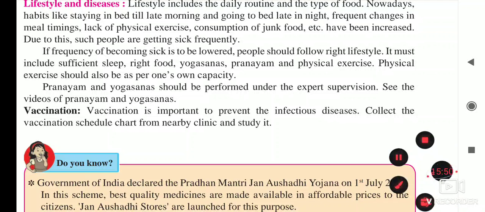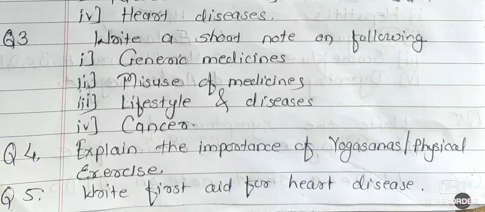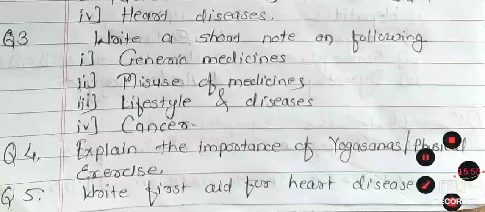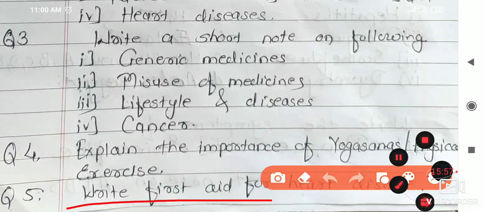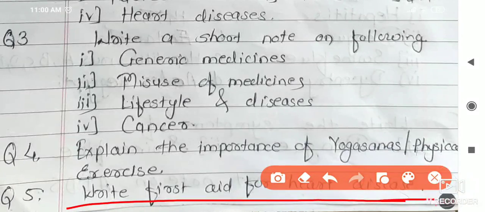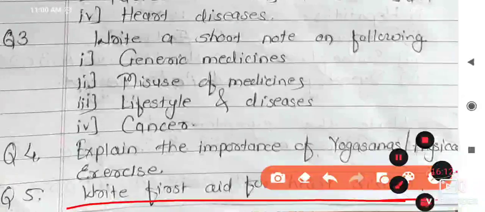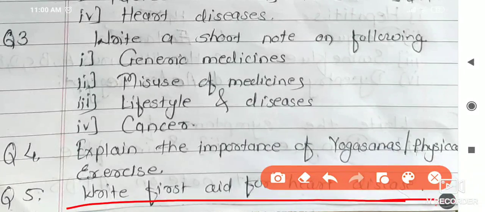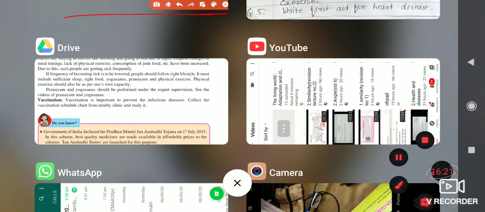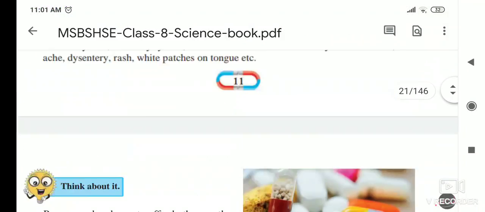After this question we will move towards the last question, and that question is the right first aid for heart diseases. As you know, if a person gets a heart attack and we do not give first aid, the person may die before going to hospital. So you must know the first aid for heart diseases. I included this question here, so you have to study it, and I will tell you how to find it in the textbook. Here is the question.